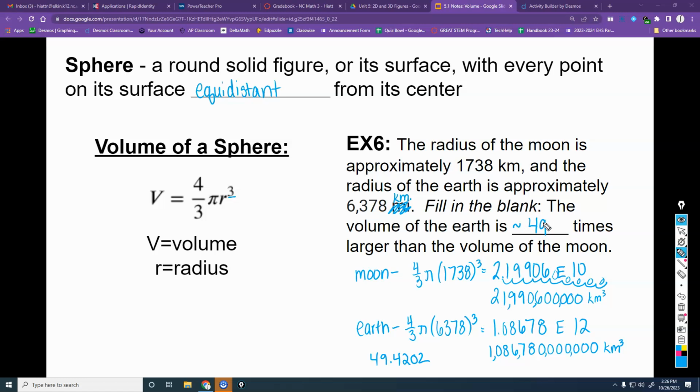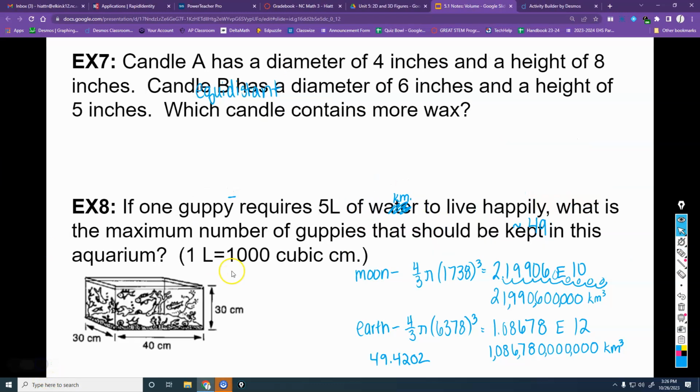Notice, if you do 6,378 divided by 1,738, you are going to get 3.66. So you can't just divide the radius of each. You have to find the volume, because once you find the volume, it's going to change by a magnitude of 49 there instead of just 3. All right, so let's keep going.